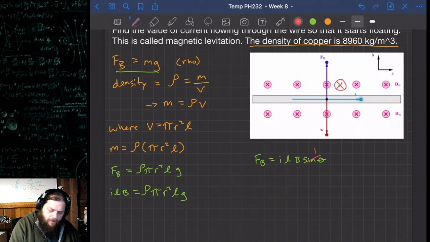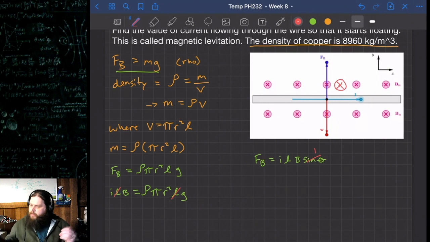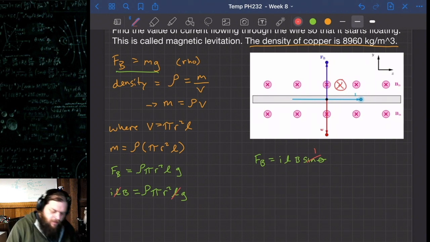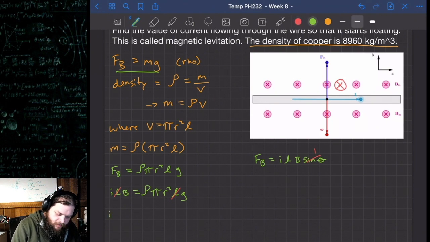Notice that the L's are going to cancel out, so it doesn't matter how long the wire is, as long as the entire thing is inside the magnetic field, the whole thing should levitate. If some of it hangs out, you're not going to have force on those areas, so those could weigh it down. But in this case, we have the current times the magnetic field equal to the density times pi r squared times gravity.